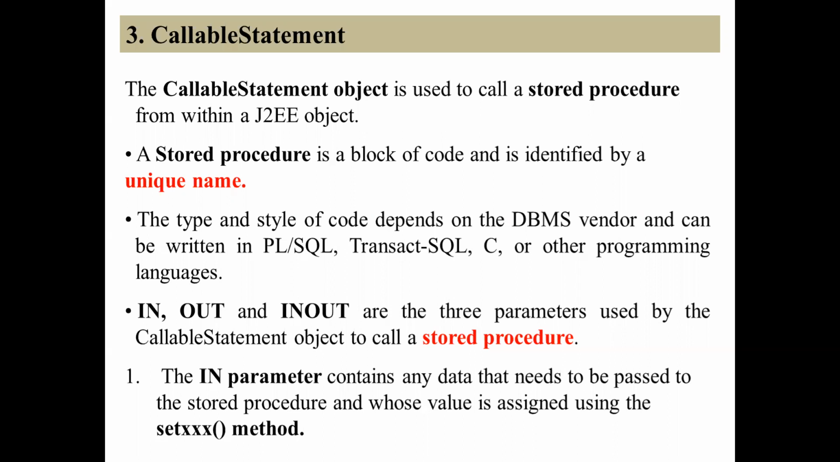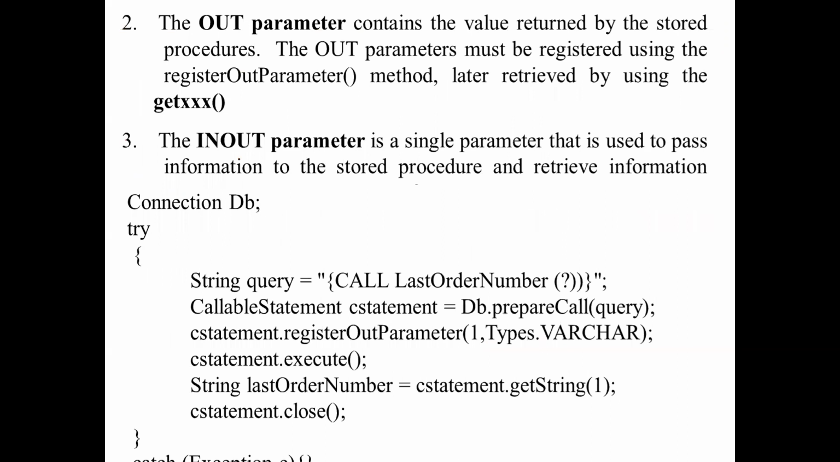With the IN parameter, we pass the value to the stored procedure, and the value is assigned using the setXX method. The second one is the OUT parameter. We retrieve the values from the stored procedure by registering it with the registerOutParameter method and retrieving the value using getXX. The third one is the INOUT parameter. It is a single parameter through which we can pass information to the stored procedure and retrieve information.